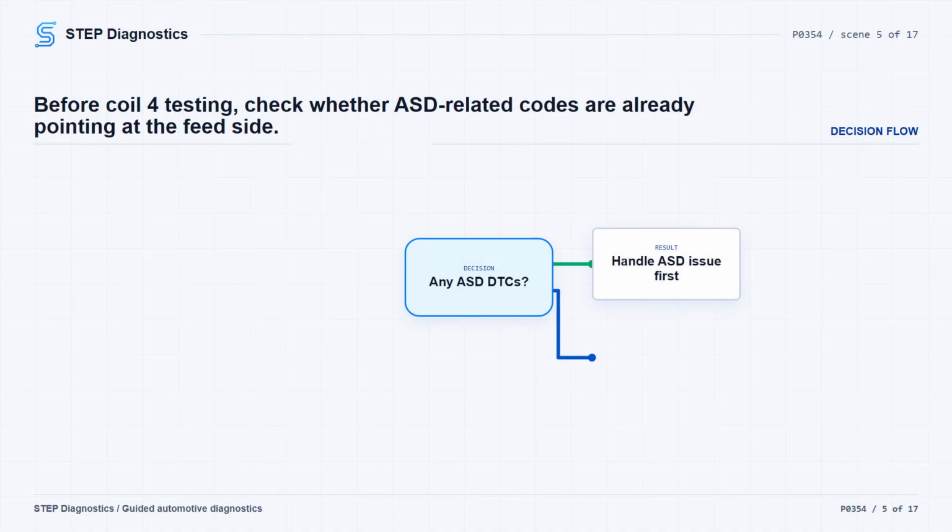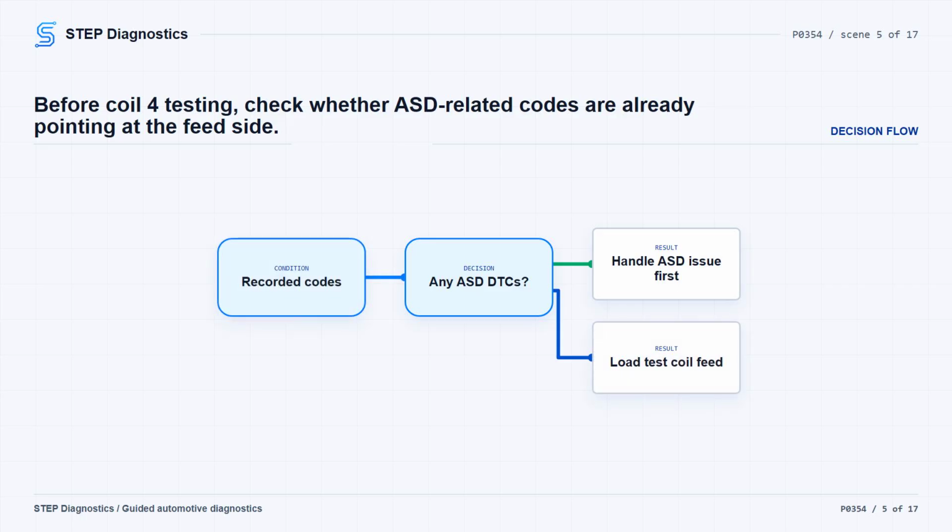Before going deeper into coil 4, look back at the recorded codes. If any ASD-related DTCs are present, handle those applicable diagnostics first, because the coil feed depends on that relay output. If there are no ASD-related codes, move on to load testing the coil power supply.